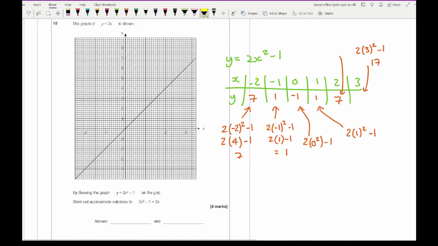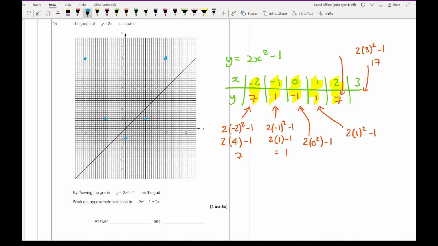So I'm going to be plotting these coordinates here. So let's do just that. So I've got minus 2, it's at 7, so that's there. Minus 1, it's at 1, which is there. At 0, it's at minus 1. At 1, it's at 1. And at 2, it's at 7.